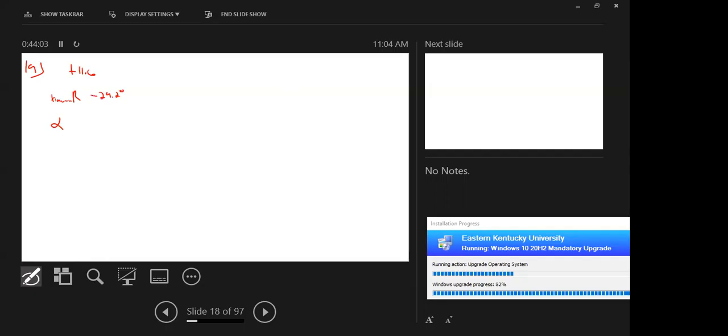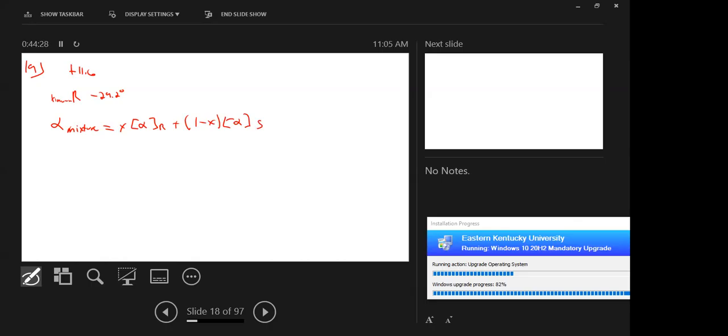So we have alpha of the mixture. I can see where the delays are happening because when I write, it's delayed on the screen because of these updates. I do wish the updates would happen at night, not during the working day.